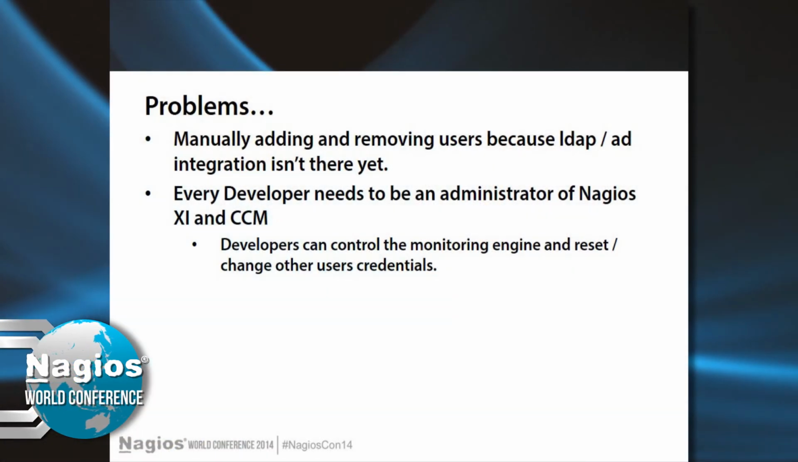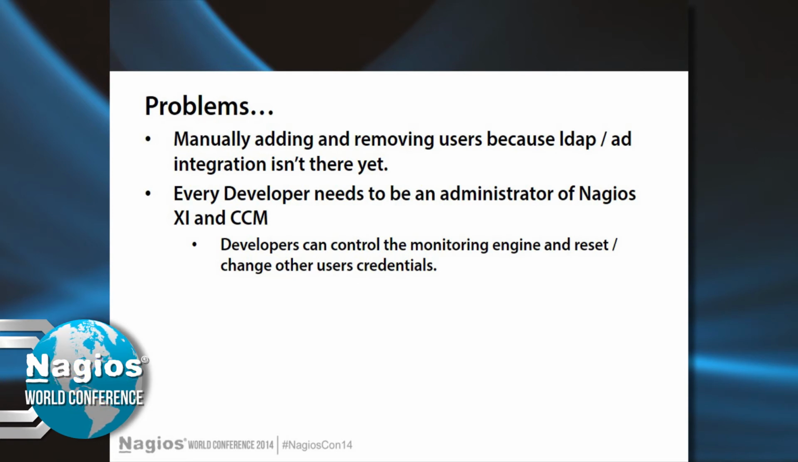So these are some additional problems that we ran into. Having so many users in Nagios XI, we had to create accounts in Nagios XI and CCM. The LDAP Active Directory plugins still require you to manually create the account. And if you have Active Directory, you could do the association there. But still, you had to manually create the accounts, which was a bit of a headache. So that was one of the problems we ran into. Someone just had to go manually create everybody's account.